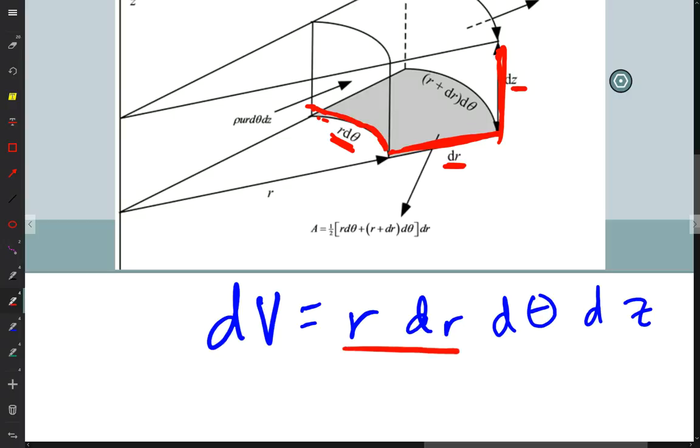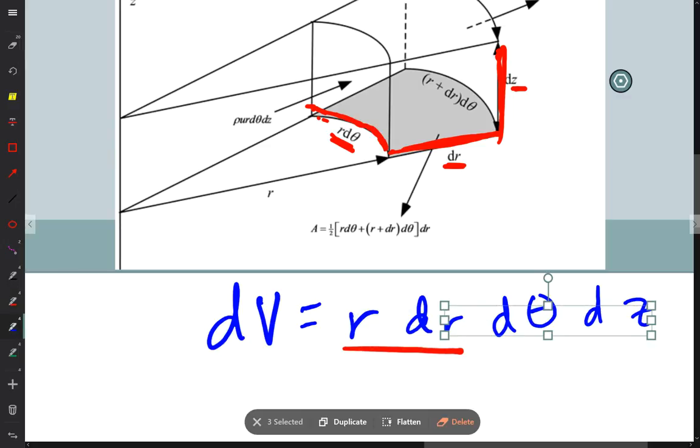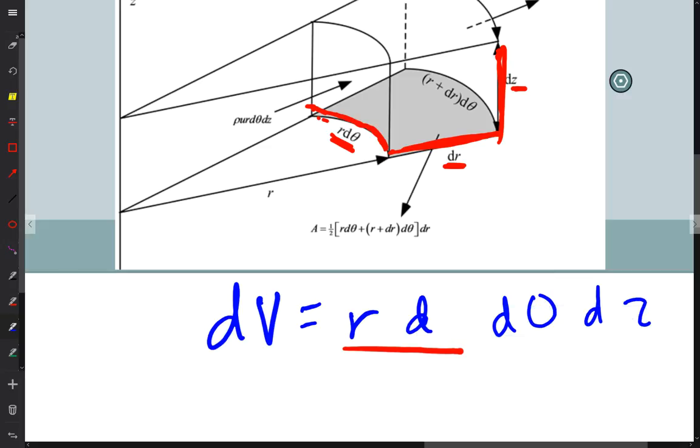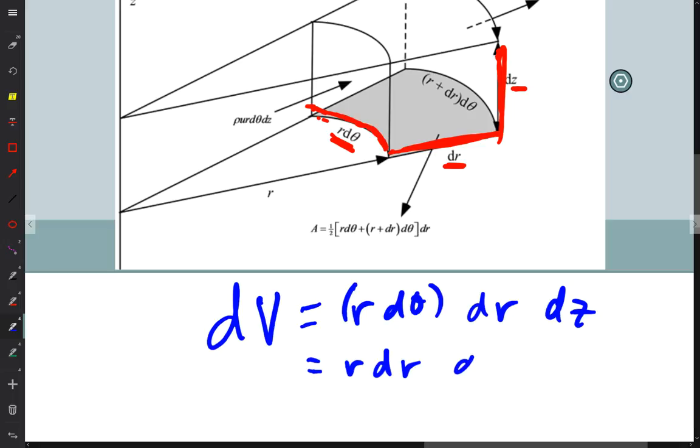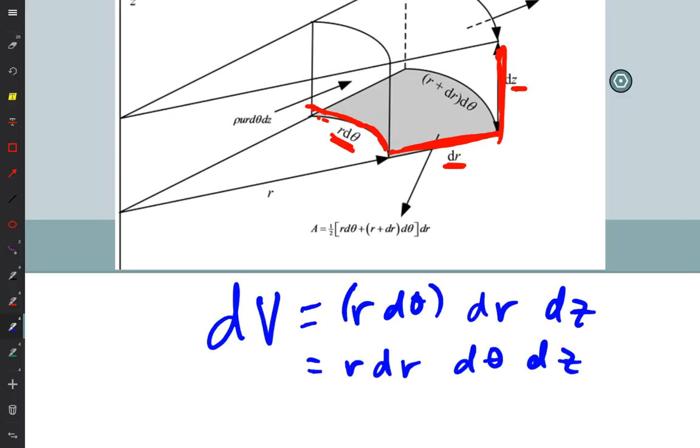If you want to put it in the order there, I will change it so it's in the order there. I pressed the wrong button in case you're wondering. It's my fault. So the first one was r d theta, the second one was dr, and the third one was dz. But we usually write this as r dr d theta dz to get the r's together. So that's my dV.